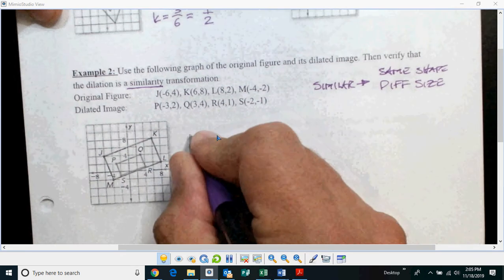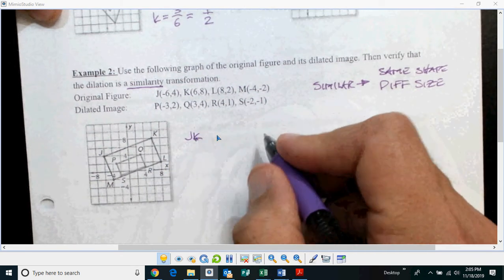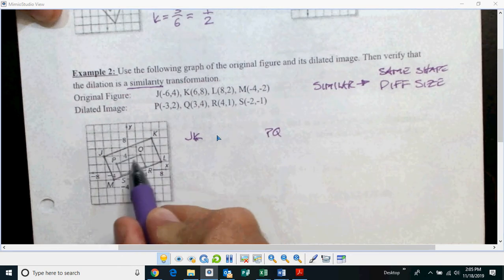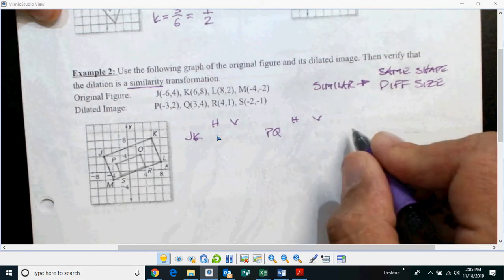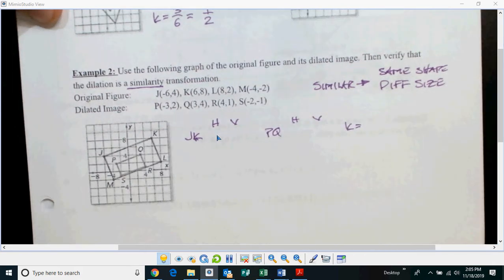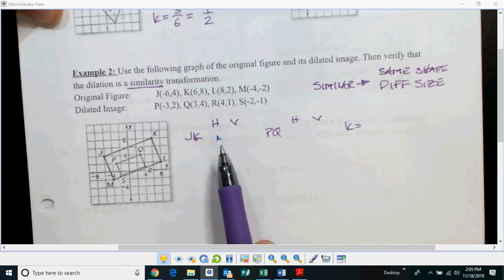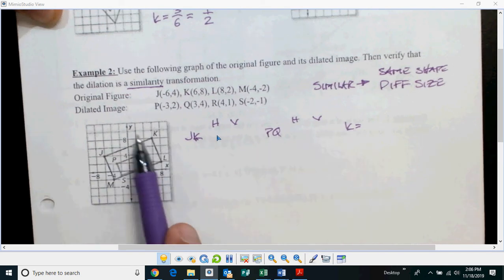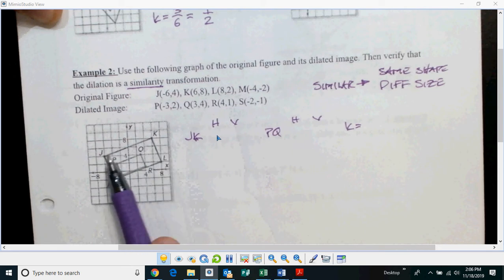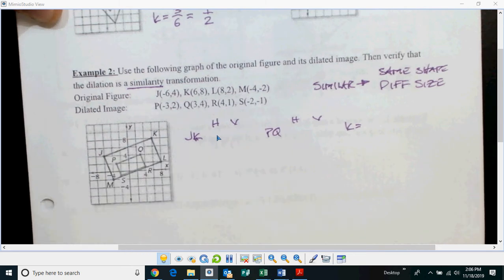scale factor. So I'm going to first compare JK to PQ because those are the corresponding segments. I'm going to look at the horizontal and vertical distance of each. This is kind of just like when we did fractional distance. We would look at the horizontal component and the vertical component and compare the two. And then just see what the ratio is, and that'll be my scale factor. Now, if I'm going from JKLM to PQRS, is that going to be an enlargement or a reduction? If I'm going from JKLM to PQRS, it's a reduction. So my scale factor should be something less than 1.